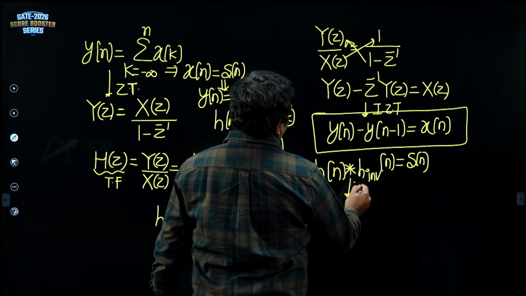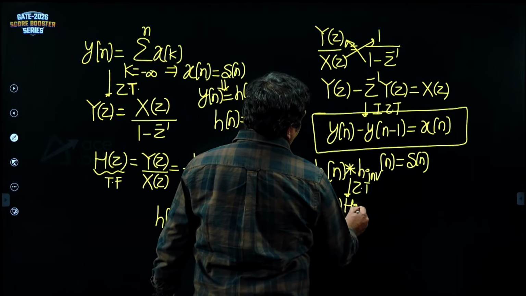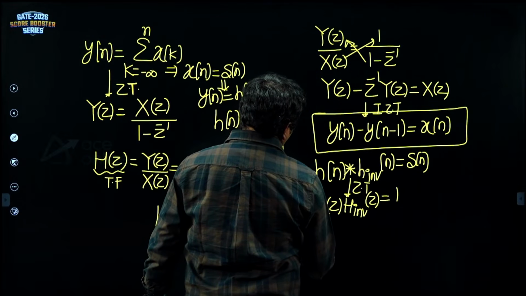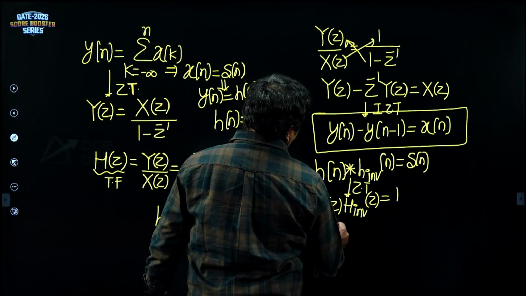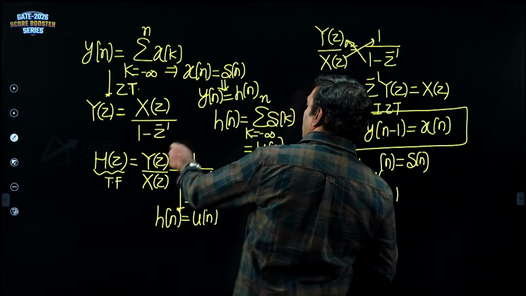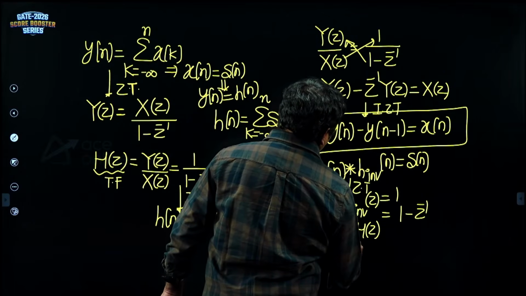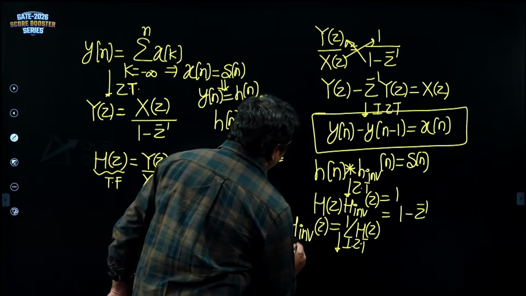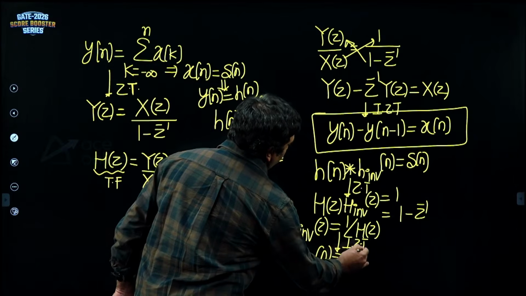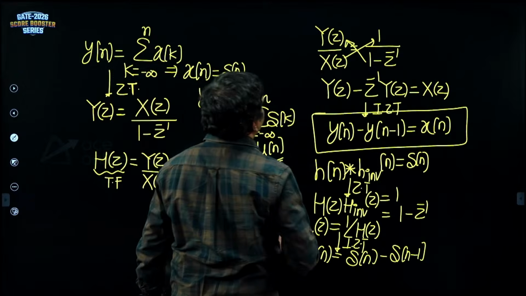So, when you apply the z transform, H(z) times H inverse of z equals 1, convolution is converted to multiplication. So, what is H inverse of z here? 1 by H(z), the opposite of this. So 1 by this means 1 minus z inverse. If I write the inverse here, for 1 it is del n, for z inverse it is del of n minus 1.